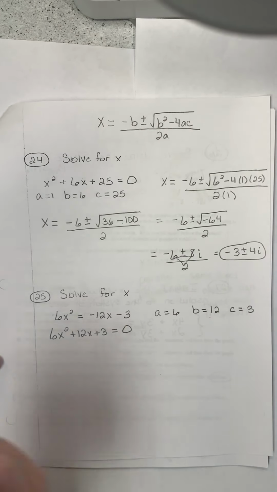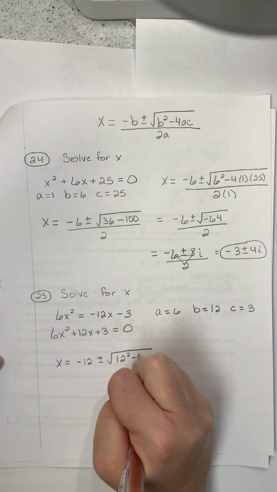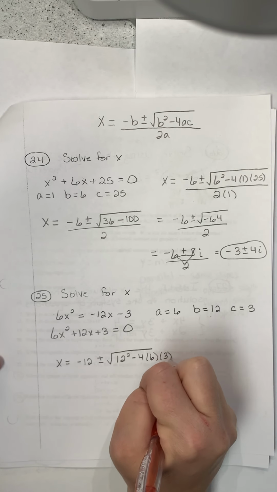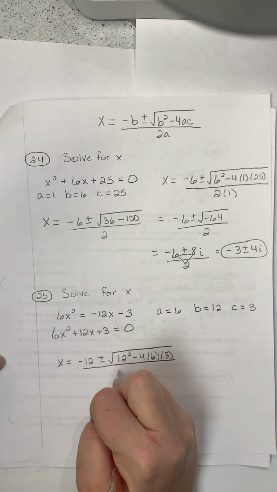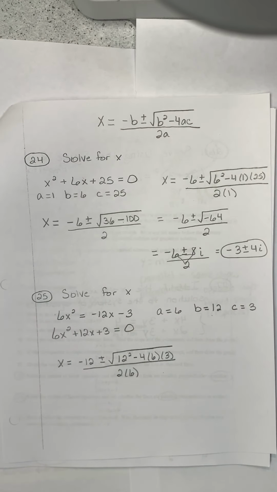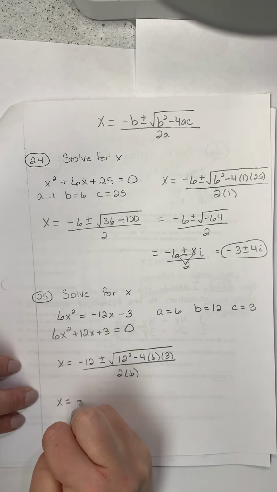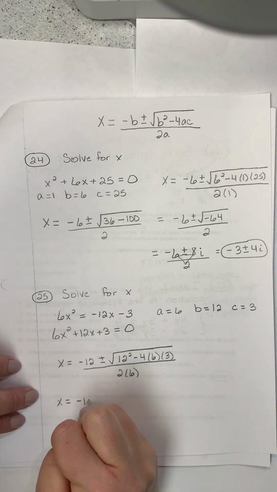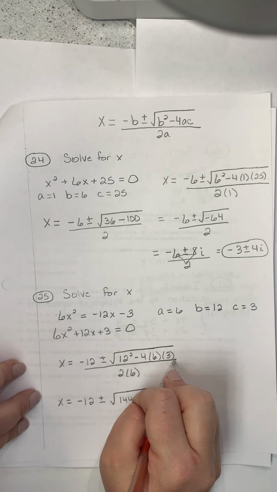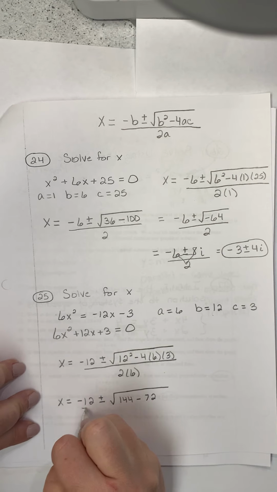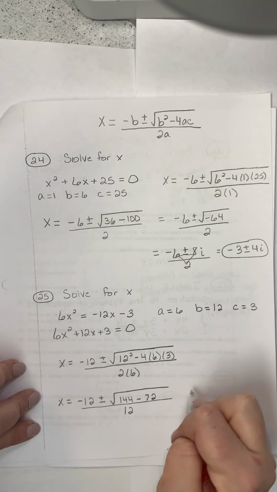And I'm going to plug it right into my formula. So the opposite of B would be -12 plus or minus the square root of 12 squared minus 4 times 6 times 3, all over 2 times 6. Okay, I'm just plugging everybody in. All right, -12 plus or minus, 12 squared is 144. 4 times 6 times 3 is 72, all over 12.